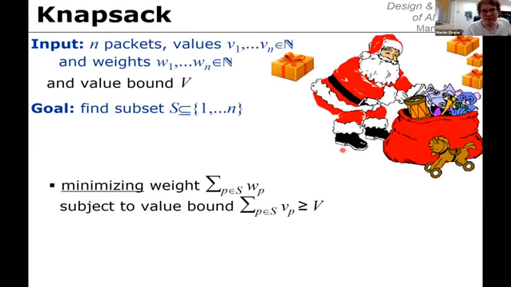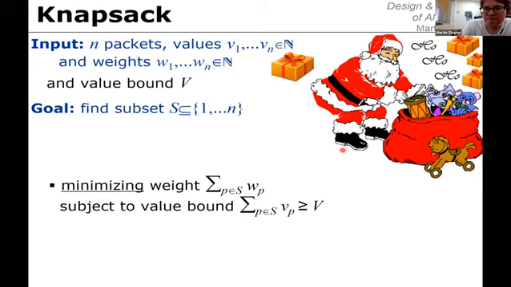And again, this is a hard decision problem. So here it's formulated as a minimization and as a maximization problem, but we can reformulate this as a decision problem, namely given a weight bound and given a value bound, is it possible to simultaneously satisfy both bounds using a subset? And this is another hard problem.